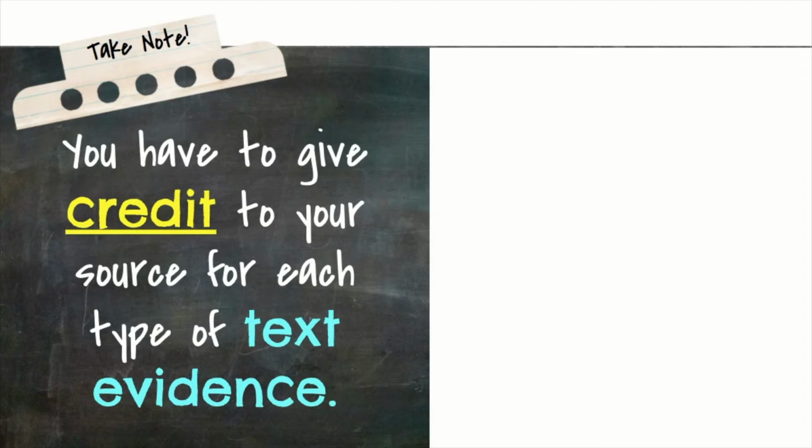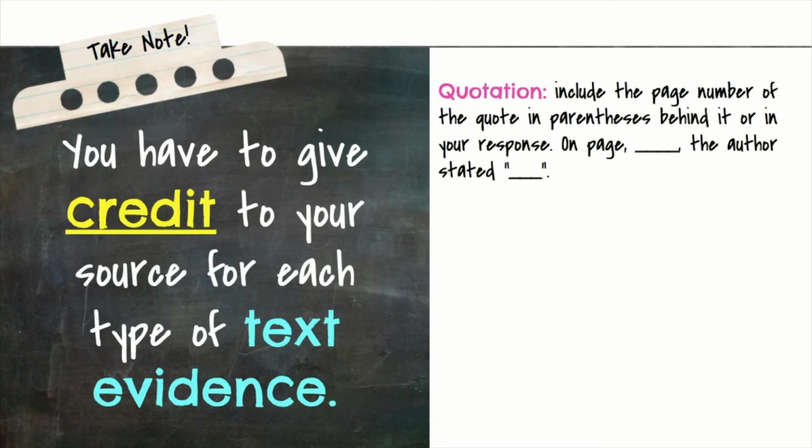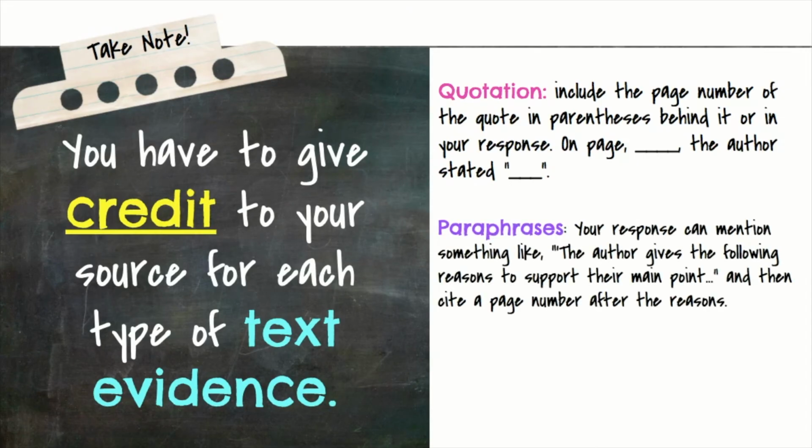But you can't just stop there. You have to give credit to your source for each type of text evidence. For quotes, include the page number of the quote in parentheses behind it or in your response. For example, you'll say, on page 32, the author stated, "She cannot chain my soul." That's a quote from Chains. It's fabulous. We used it in a lot of our answers when we read that book. I don't think it was on page 32 though. But moving on, paraphrase.